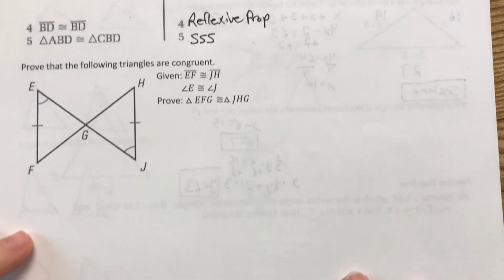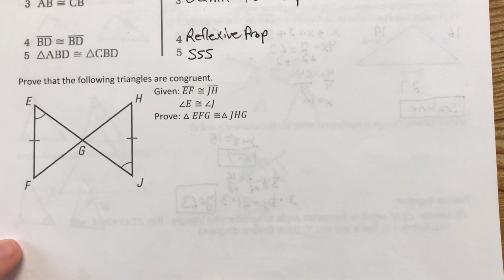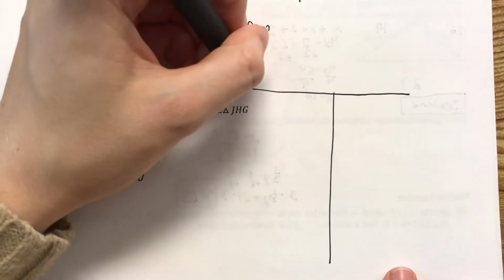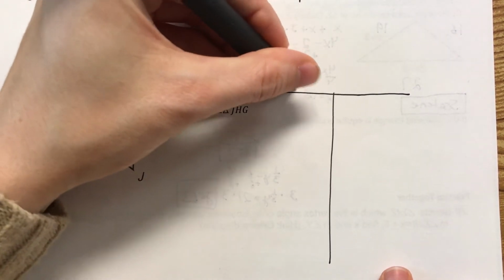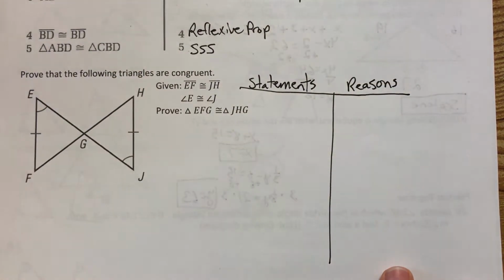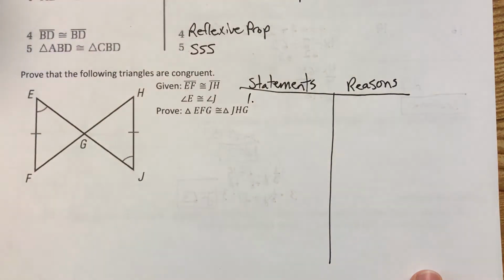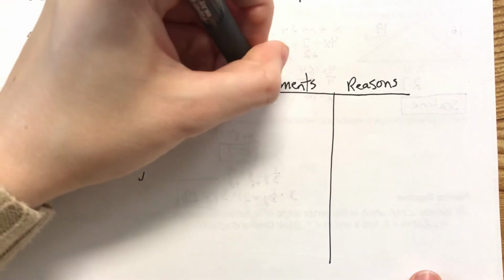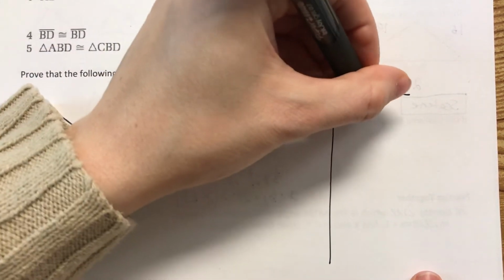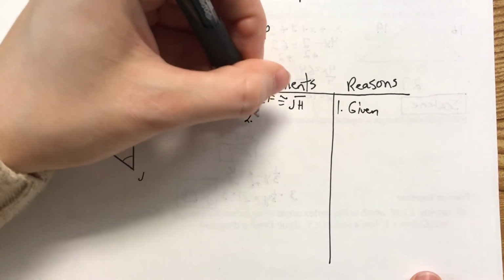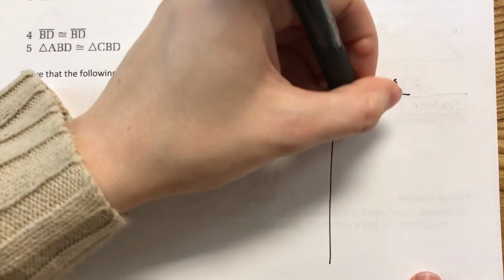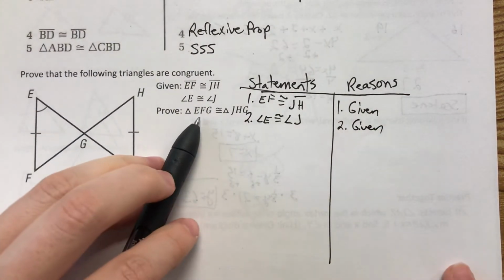Down here, we're going to prove that these two triangles are congruent. And we've got some information for that. So let's make a T-chart. And we've got our statements. And we've got our reasons. And we're going to go through here and we say we're given some information. So statement 1, EF is congruent to JH, because that's given. And angle E is congruent to angle J, because that is given. And then we need to prove these two triangles are congruent.